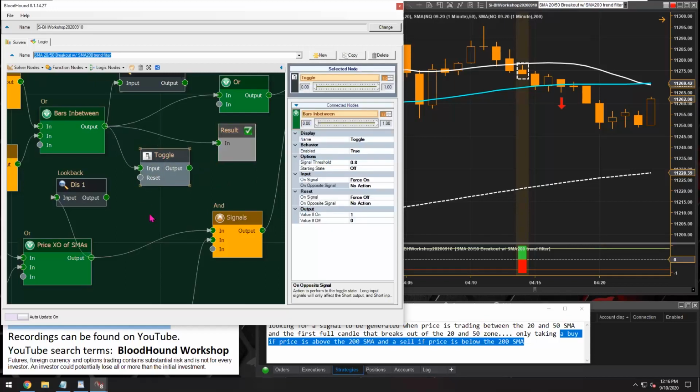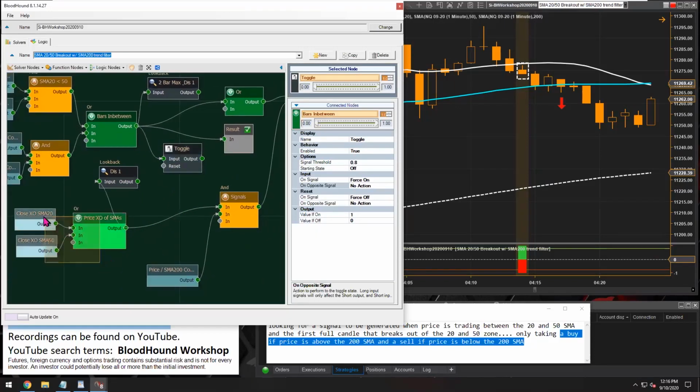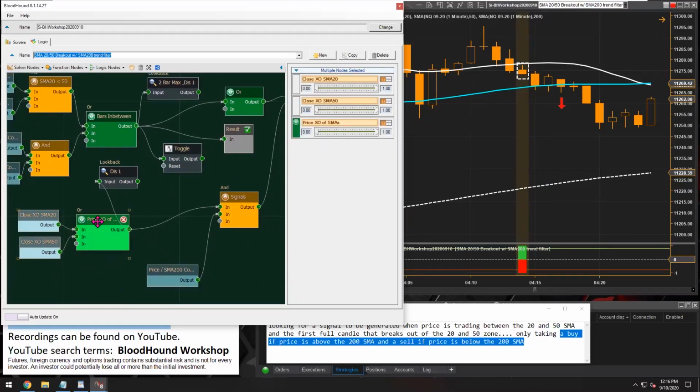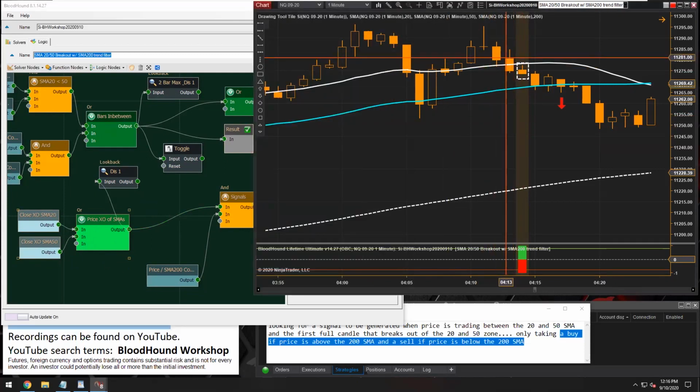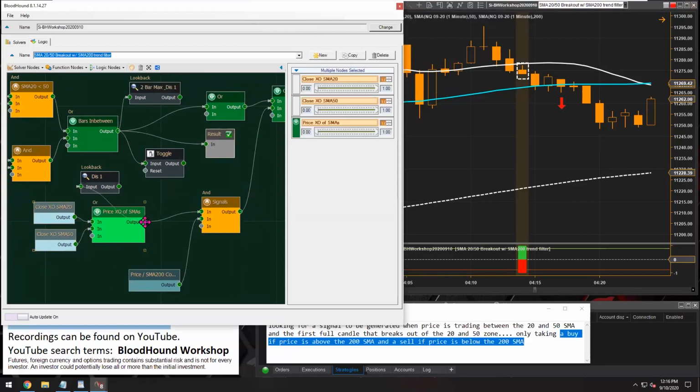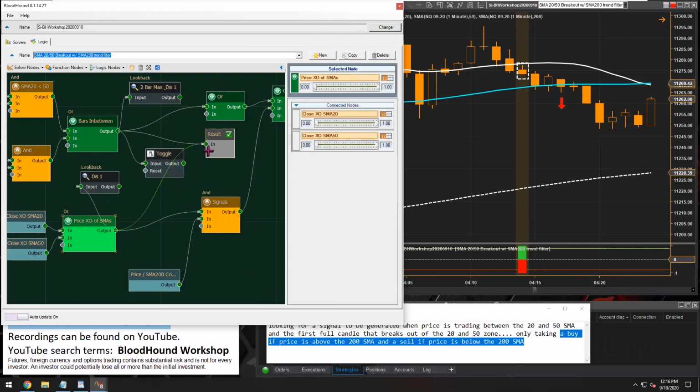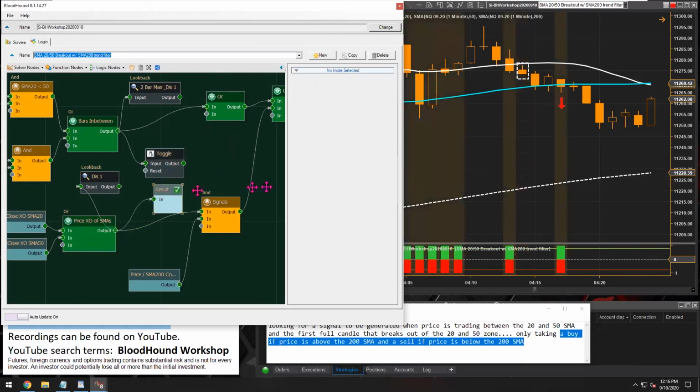So, using these crossover signals here, the problem is that when price goes in between the moving averages, well, there's a crossover, right? Price is crossing into the area that's in between the two moving averages. We connect that up. There we go.